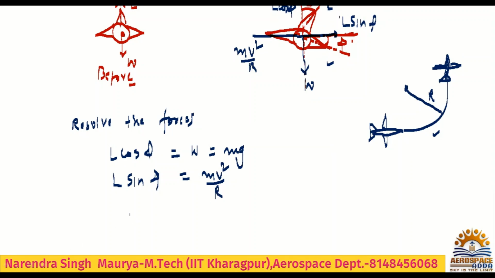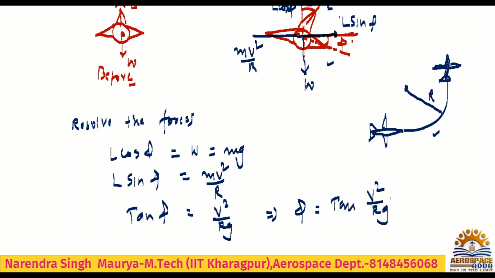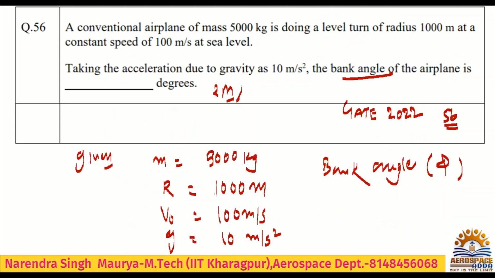Now you can take the ratio. How much you may get? Tan phi. What is the tan phi? The m cancels out. You may have v square by rg. What is phi? You may have phi equal to tan inverse of v square by rg. Check all the values they have given to you. What is the v? Here it is given, check.